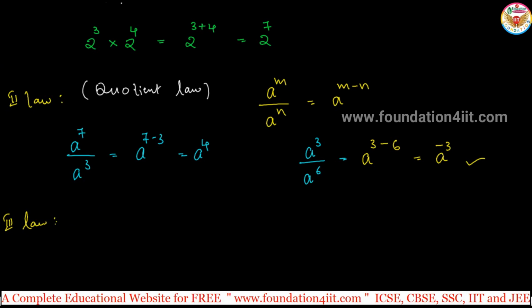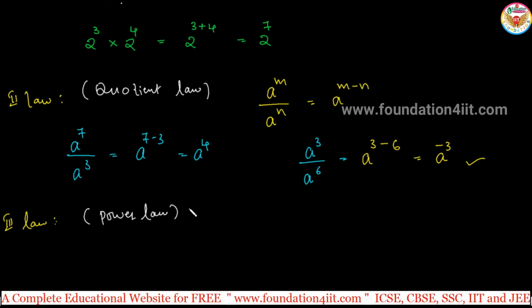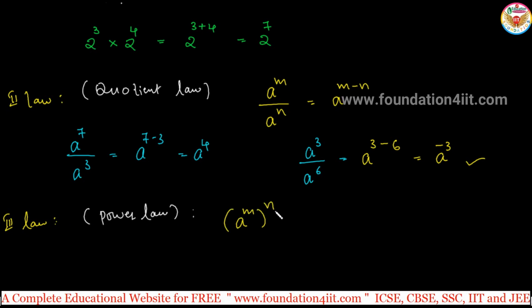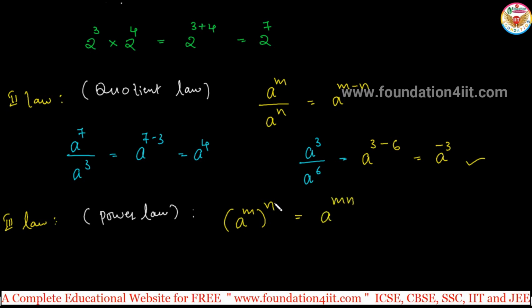That is the power. So when we come to this power law, the statement is a to the power m, all raised to the power n. Again, we can write a to the power m into n. Here m is also a power for a, and n is the power for a to the power m as the base. Then we can make it a to the power m into n.